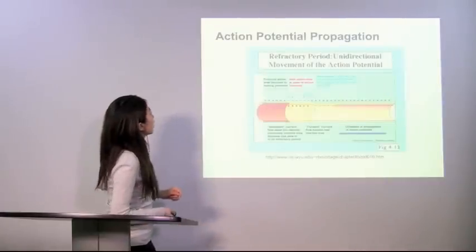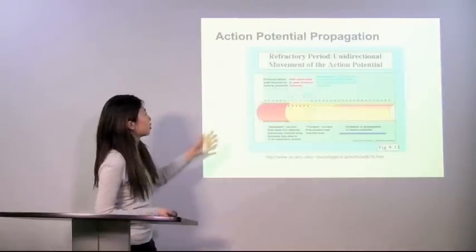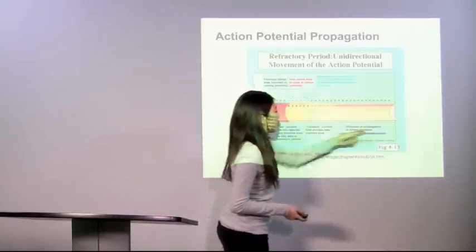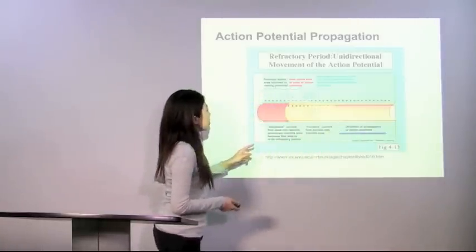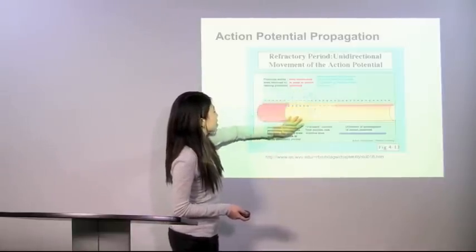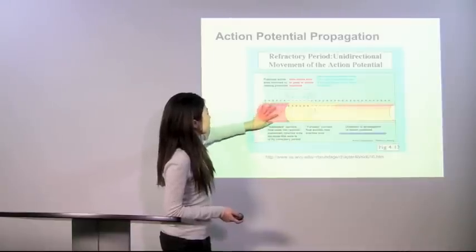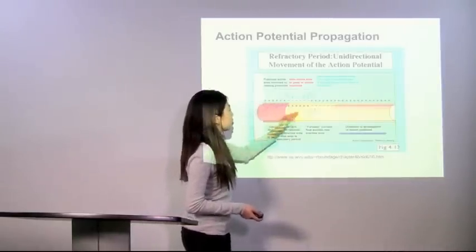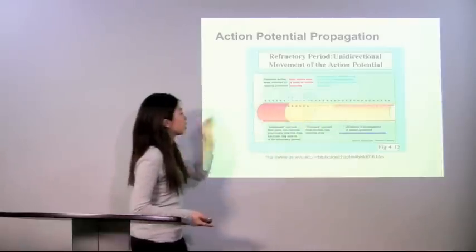Here we can see how the action potential propagates. It will only go in one direction, because when this place undergoes the depolarization, this place will become inactive, and so the action potential will only go that way. It will only go forward.